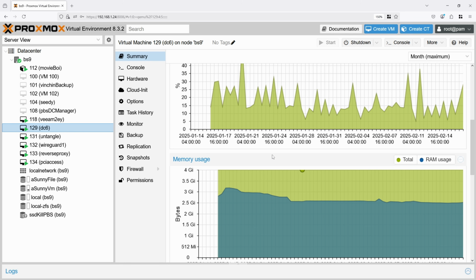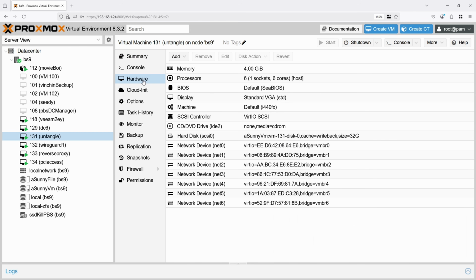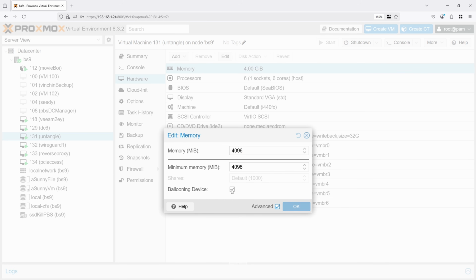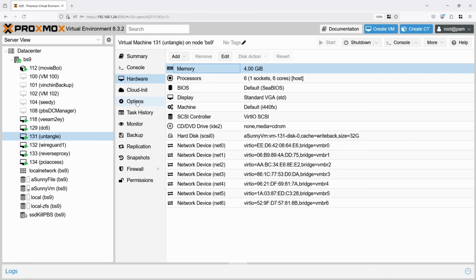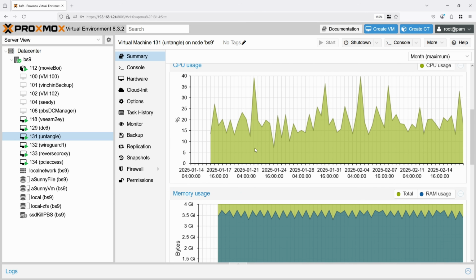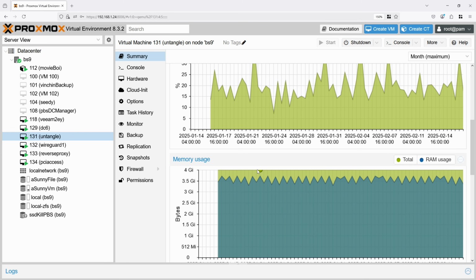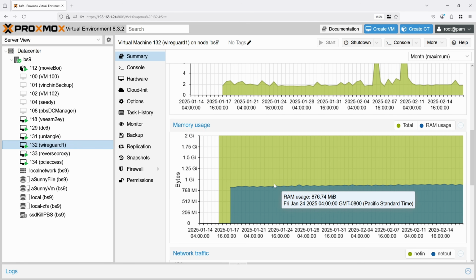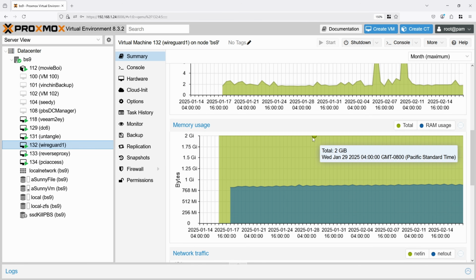Now, the automatic way to try to set that up is the ballooning device within Proxmox. If I go under Hardware and then Memory, I can set up a ballooning device under Advanced, and it's checked by default. What this device will try to do is grab the available memory the VM has and make it available to the host. I can see that it's in use on some of my VMs if I go under Summary and take a look at memory usage. I assigned it a total of 4 gigabytes, but it's not quite using everything. This VM has an interesting sawtooth pattern. For example, my WireGuard VM is only using about 870 megabytes out of its total 2 gigabytes.